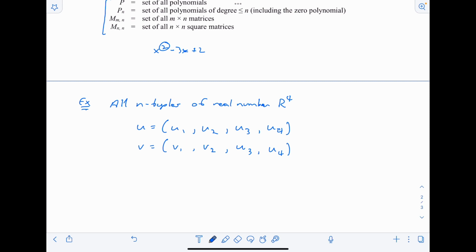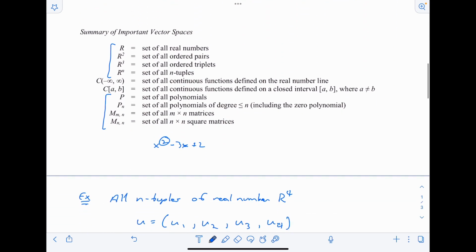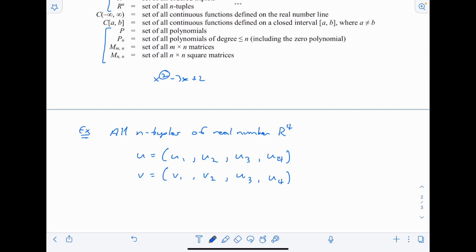Thinking about those axioms above, can I add them together? Can I add them in different orders? Is there a 0 vector that I can add to them and get the same thing back? Et cetera, et cetera. If you look at those again, well, they're all in the 4 space. Obviously, I can add all of the terms together.